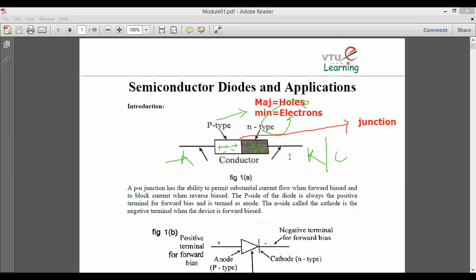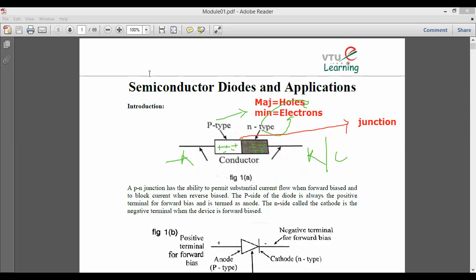It is constructed using p material, where the majority charge carriers are holes and the minority carriers are electrons, and in n-type material the majority carriers are electrons and the minority carriers are holes. So this is how the basic p-n junction diode is constructed.